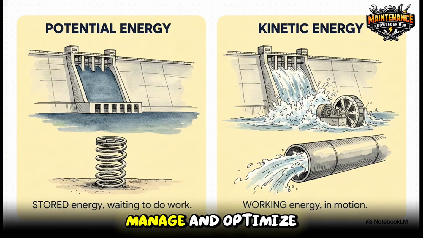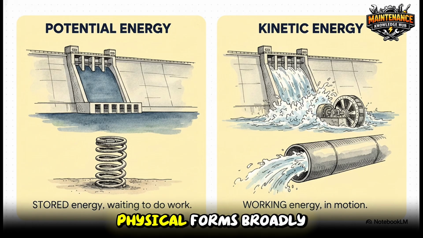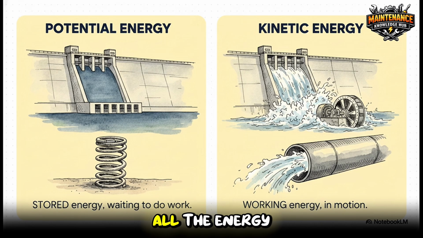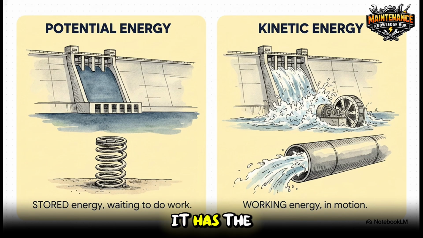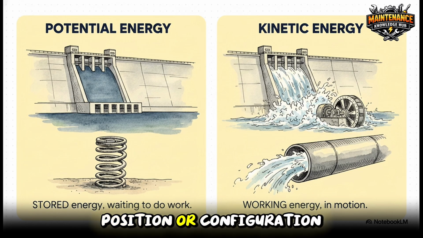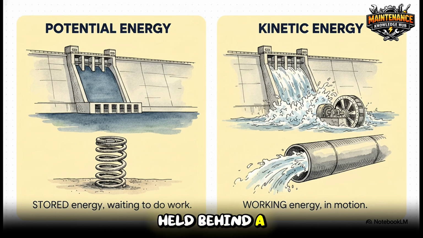Before we can effectively manage and optimize energy on a factory floor, we absolutely have to understand its most basic physical forms. Broadly speaking, all the energy we interact with falls into 2 distinct buckets, potential and kinetic. Potential energy is stored energy. It has the capacity to do work because of its position or configuration. Think of water held behind a massive dam, or the tension in a tightly stretched steel spring. It's just waiting. Kinetic energy, on the other hand, is the energy of motion. It is actively working. When that dam releases the water to spin a turbine, or when a fluid flows through a pipe, that is kinetic energy in action.